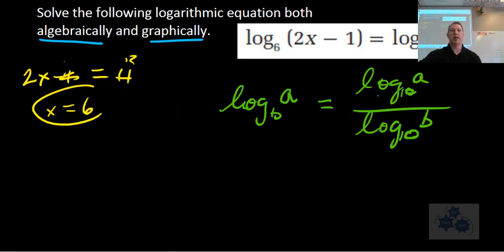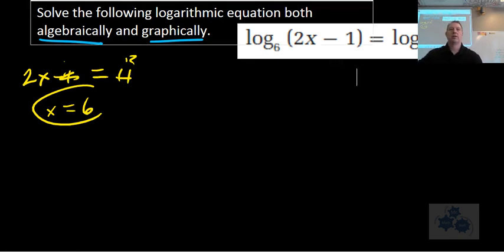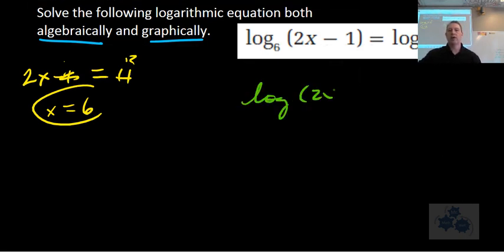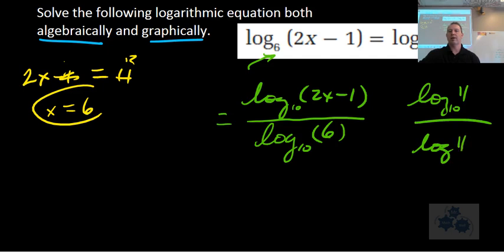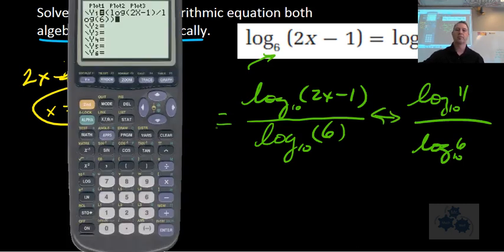So this is what I've done. Let me show you what I did here. Let me just redo this. I've done log of 2x minus 1 with a base of 10, that's what my calculator is programmed in, divided by log of 6 base 10. And that's how I can express this. It's the same thing. And then, of course, over here, this one is going to be log of 11 base 10 divided by log of 6 base 10. So those are my two.